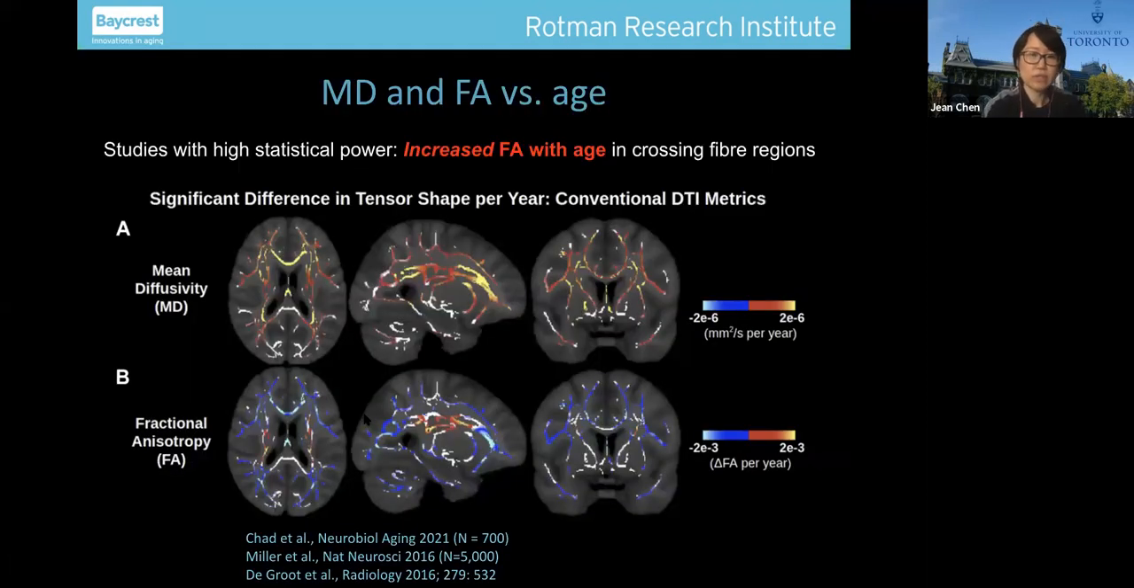So for the most part, we, like others in the field, have been observing, as I mentioned, increased diffusivity and decreased anisotropy across the brain. And this pretty much covers the entire white matter skeleton, as we show here. But increasingly, large-scale studies, as well as our own studies, have been noticing increases in fractional anisotropy. And this really stands out as a question: what is the possible cause of this?